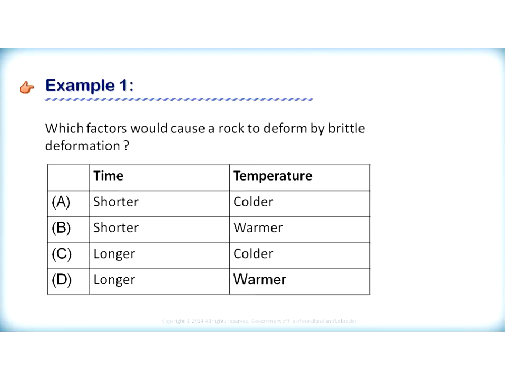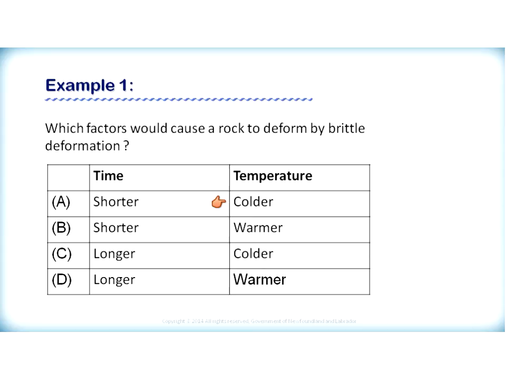Let's have a look now at some past questions from past public exams. First question reads, which factors would cause a rock to deform by brittle deformation? So in this case, we're looking at the factors and which factors would cause brittle deformation. So when we look at brittle deformation, it results from a shorter period of time, and it also occurs when rocks are colder.